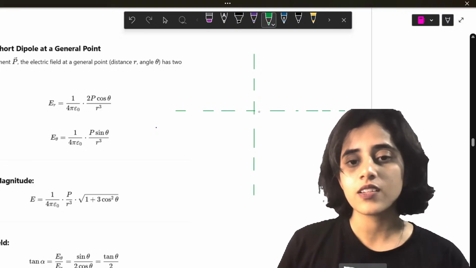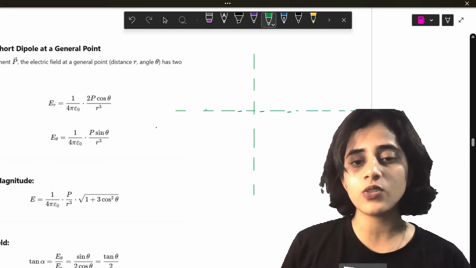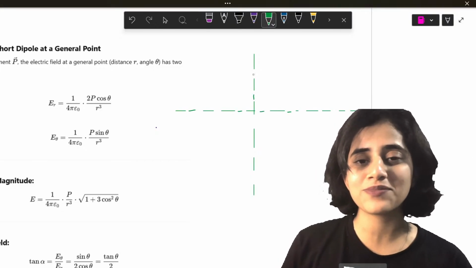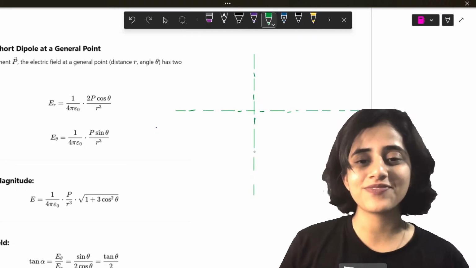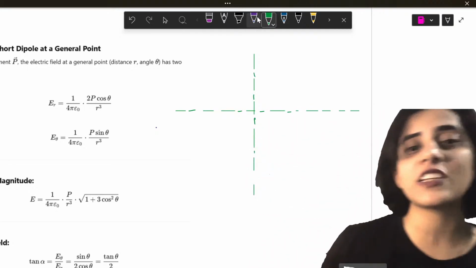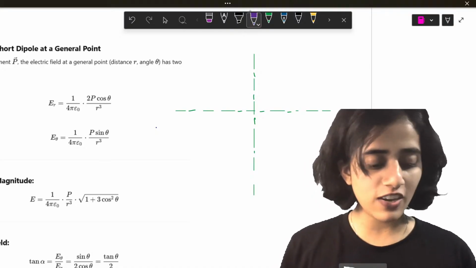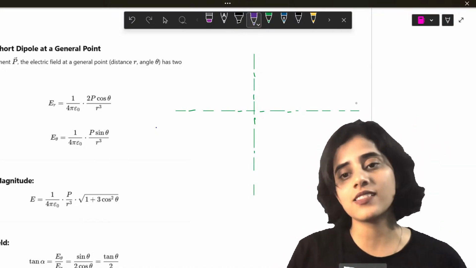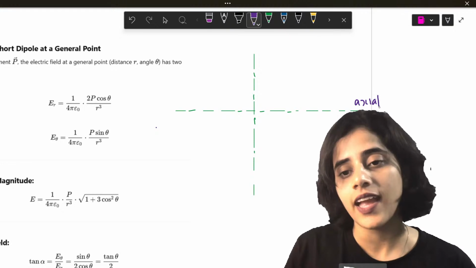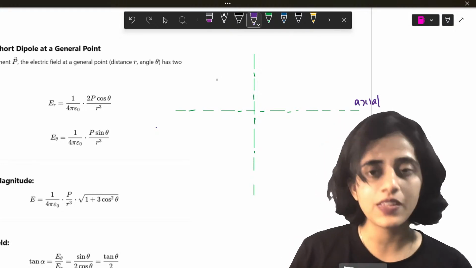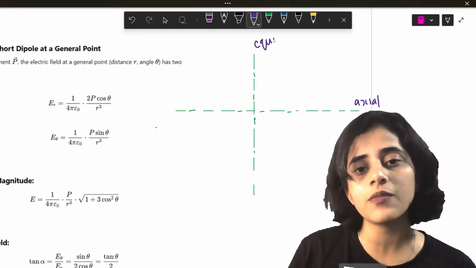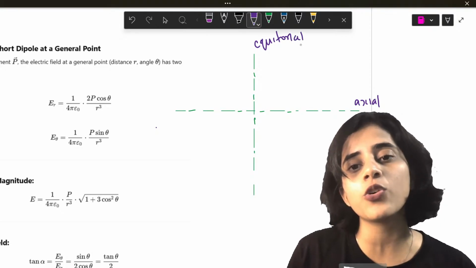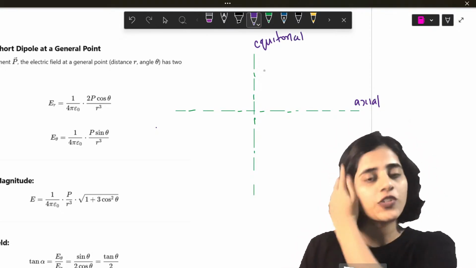Some of you might be thinking, for this one line, you took so much time. Pathetic, man. Yeah, I made it even worse. Okay, fine. Anyways, now I have my axis.